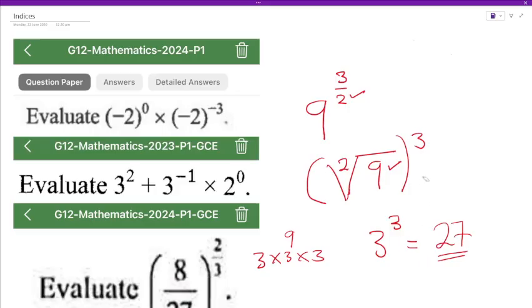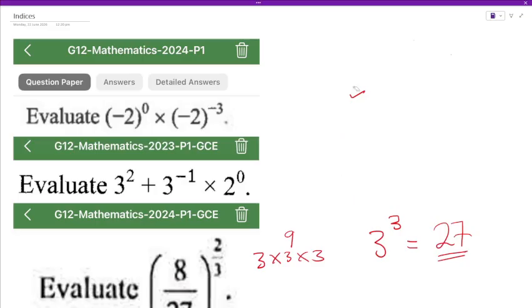Okay, let me give you another example so that this can sink in. Okay, let's say you have another number, like let's say 27. Okay, I want to use a different number. Let's say you have 64 raised to the power of... okay, let's start with 4. Is it 4? Okay, it should be 3. So let's say 2 over 3.